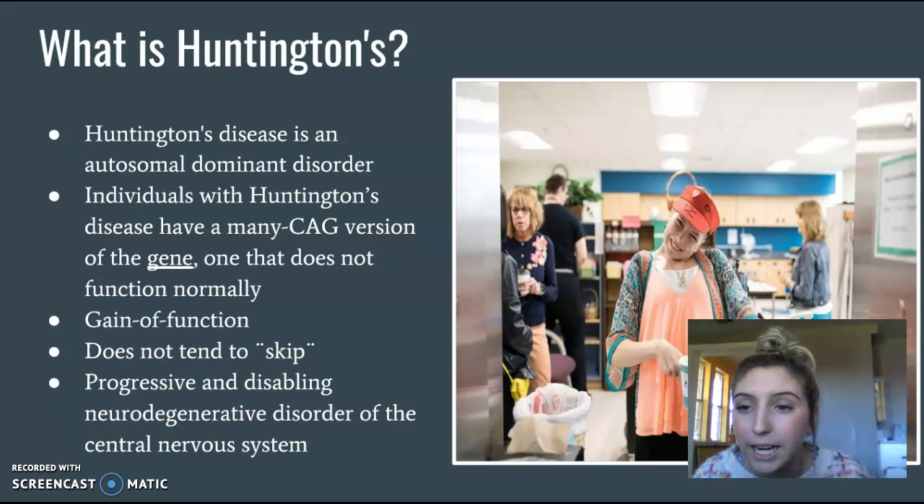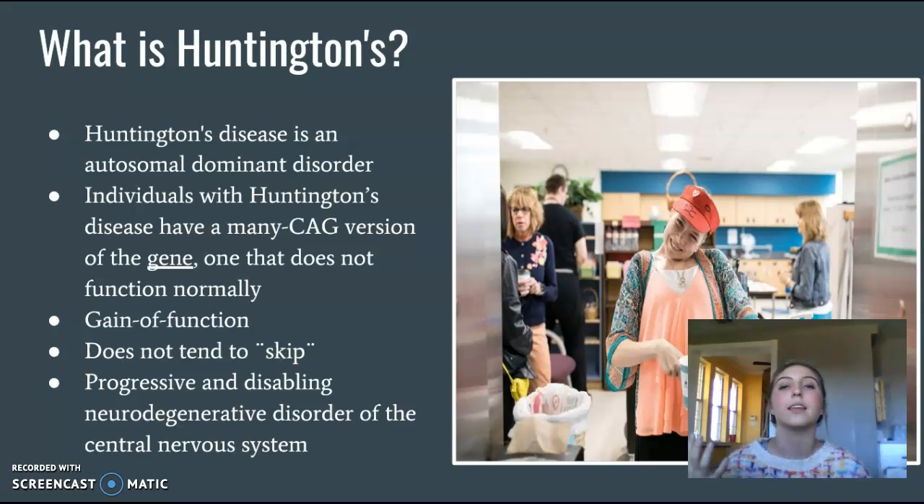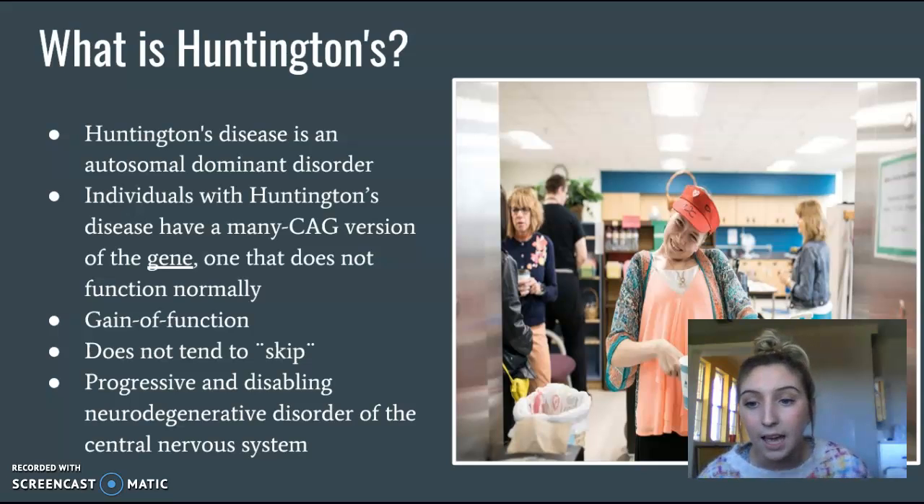As I mentioned on the screen, individuals with Huntington's disease have many CAG repeats in the Huntington gene, one that does not function normally within the body. This is a progressive and disabling neurodegenerative disorder of the central nervous system. This causes the nerve cells in the brain to progressively break down, and the gain of function ends up being, in a sense, toxic to the body.